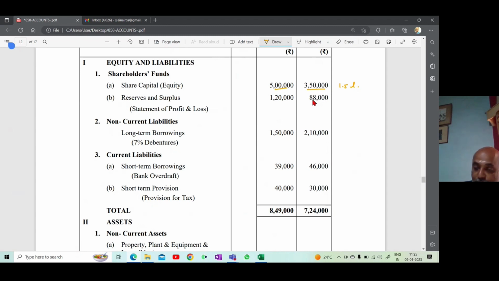Last year the balance in reserves and surplus, that is the statement of profit and loss, was 88,000. But now it is 1,20,000, which means you made a profit of 32,000. 32,000 is the profit.